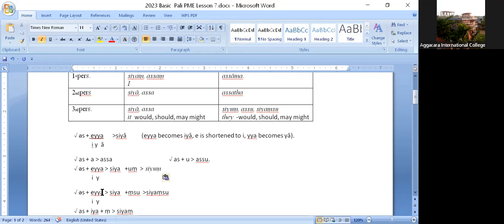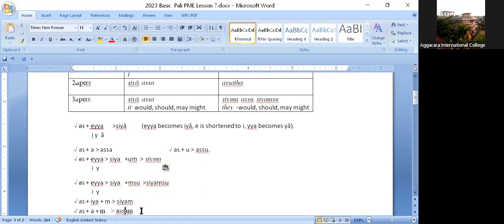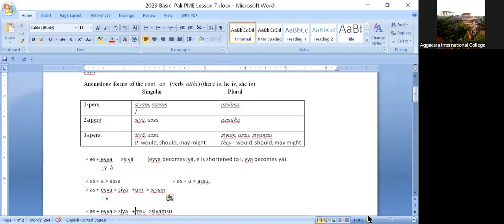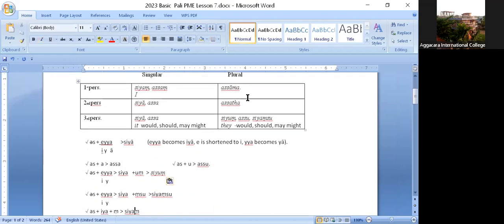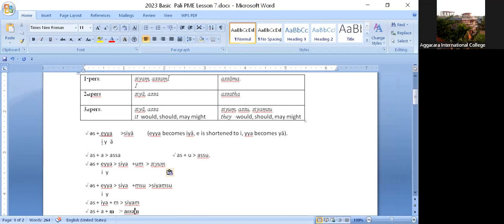Us plus aya, e becomes I, y becomes y, you got seya. Seya plus this, you see, looks quite similar to the past tense, but here it is optative. Siya plus amsu becomes siyamsu. It's the third person plural. And then siya plus iya, like above, and plus m, you got siyam, the I would be. And then siya plus am, asam. So asam is still I, singular. And then you got the asama.